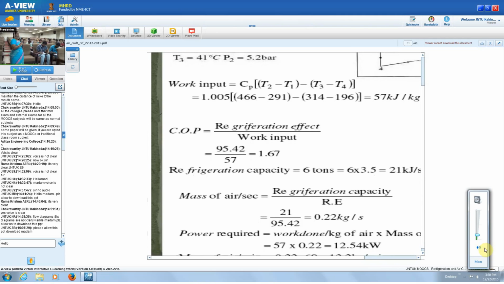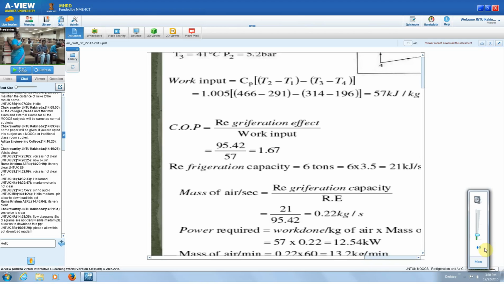Then find the refrigeration capacity. The refrigeration capacity is given in tons, 6 tons. Convert that to kilojoules per second. If you multiply that with 3.5, you will get 21 kilojoules per second. Then find the mass of air per second, which is the refrigeration capacity divided by the refrigerating effect produced per kg of air. Then you will get the mass of air per second as 0.22 kg per second.